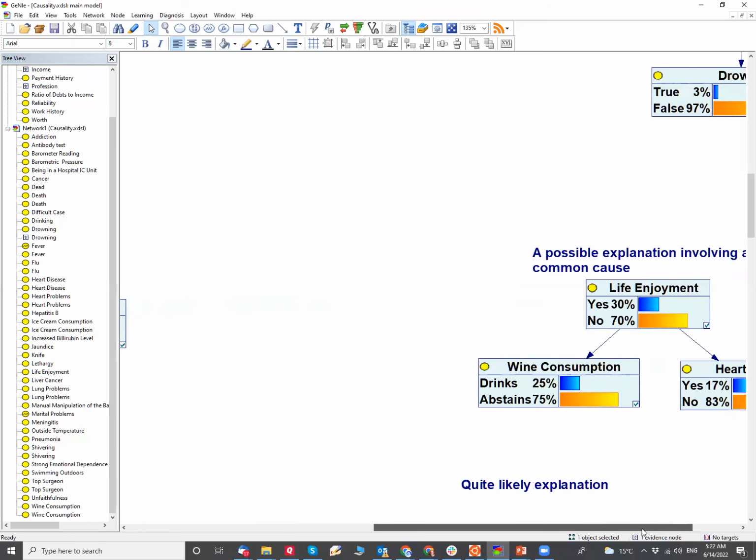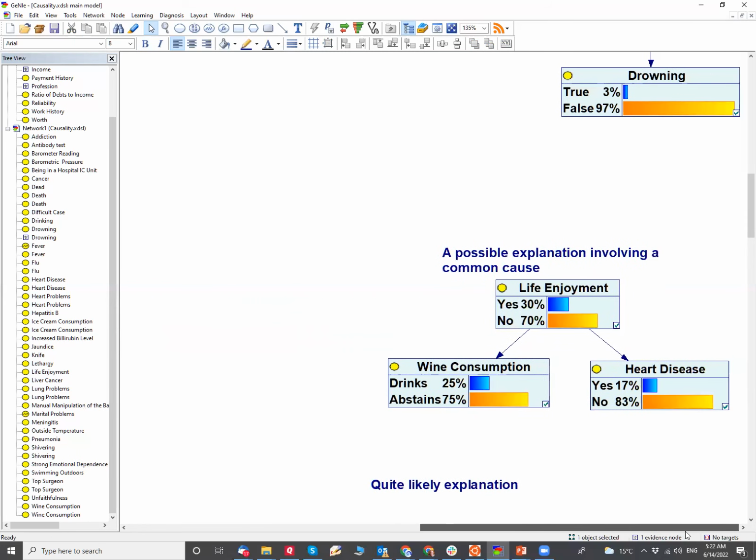Here is what I have invented here for this thing. I don't believe this is true, by the way, so don't believe me here. But that common cause would explain why there is a correlation between wine consumption and heart disease. What's the story I want to tell by this graph?